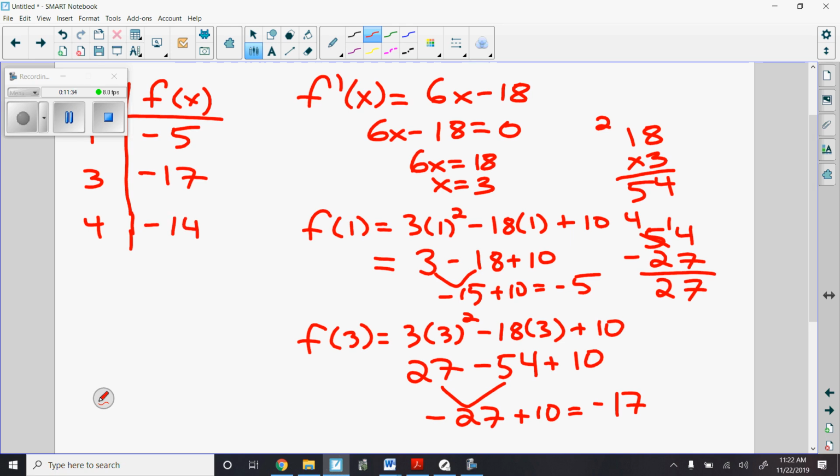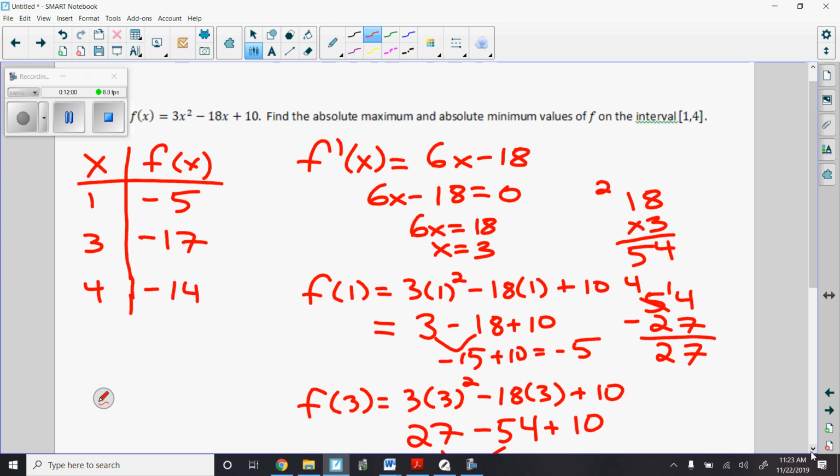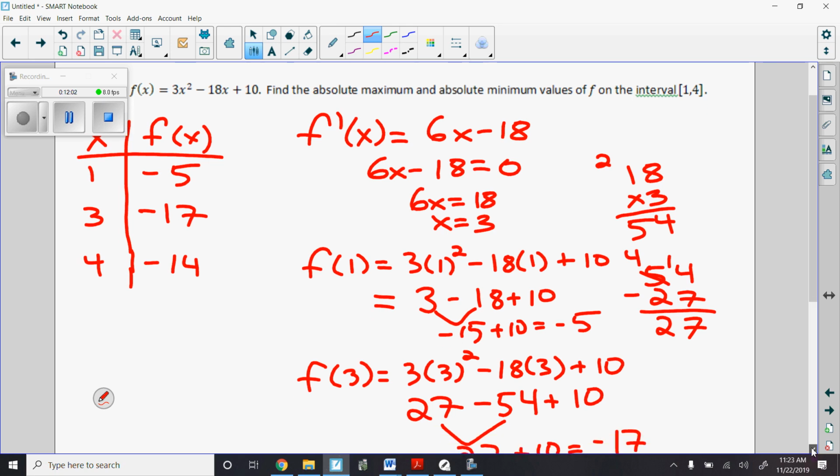Okay. So now I just have to report my absolute max and my absolute min. Because of the wording of the question, if we scroll up here, I want the absolute maximum and absolute minimum values of f. That means I'm reporting the f column here. If it said report what x value do those occur, then I'd report the x value. Okay. So what I can say here is, let's start with the absolute max.